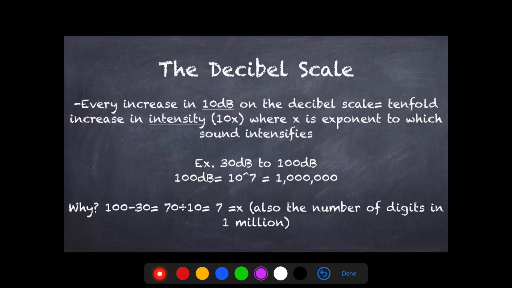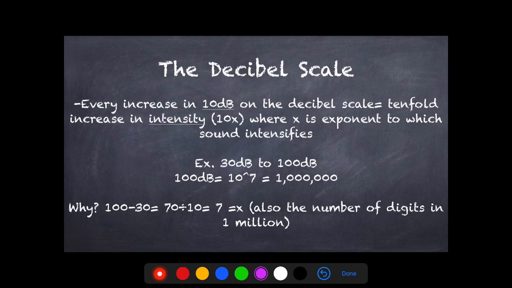Now, every increase of 10 decibels on the decibel scale is going to be a tenfold increase in the intensity. Tenfold meaning 10 times more. So for example, if you have 30 decibels and you're increasing it to 100 decibels, you are saying that 100 decibels is also equal to 10 to the 7th power, which also equals 1 million.